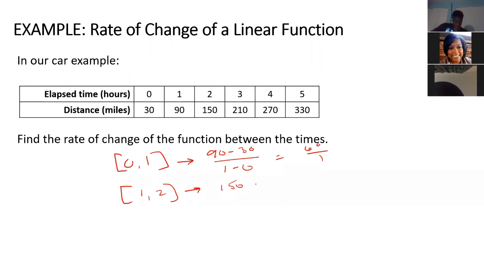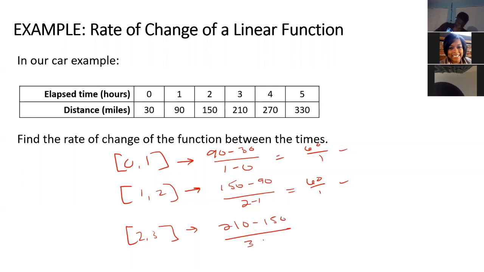So that gives me 150 minus 90 over 2 minus 1. That gives me 60 over 1. Oh, still the same. 2 to 3. I have 210 minus 150 over 3 minus 2. That gives me 60 over 1. So my constant rate of change here is 60. And when you're writing your units, they are your dependent per your independent. So my dependent is distance in miles per hour, because that's my independent.